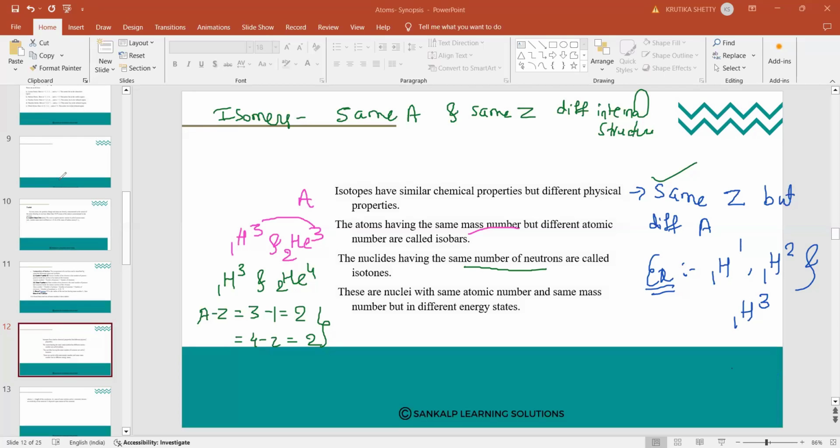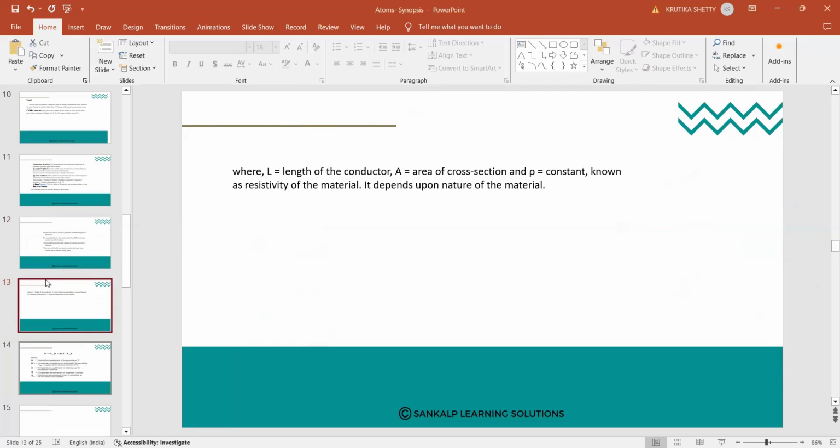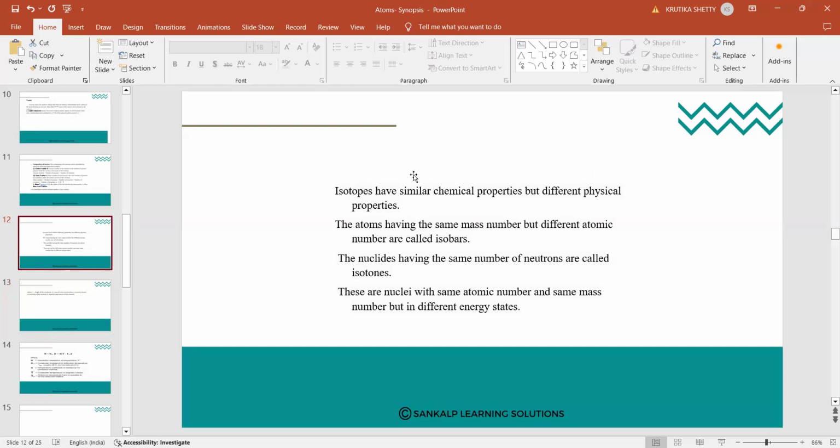Completed. Next point. The next point we are discussing is nuclear mass. So how to express the nuclear mass here?